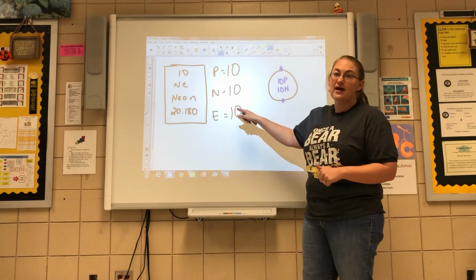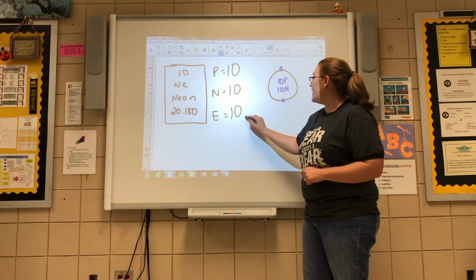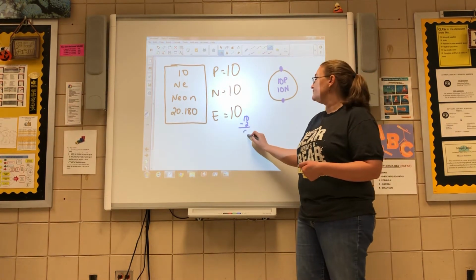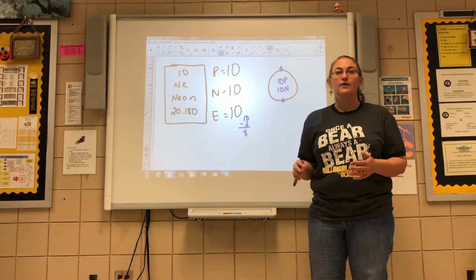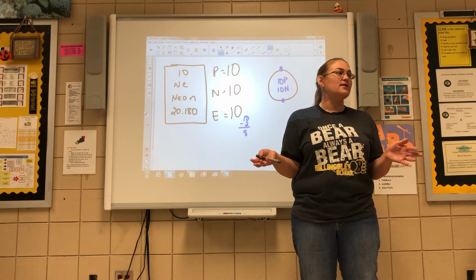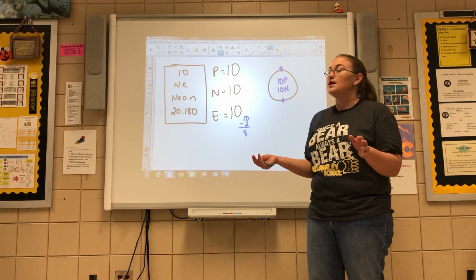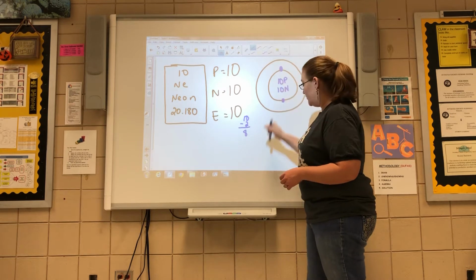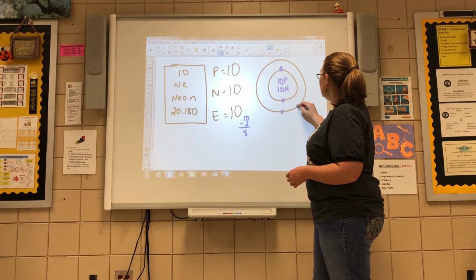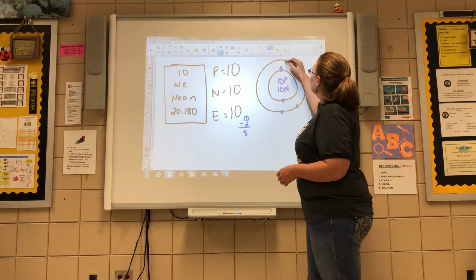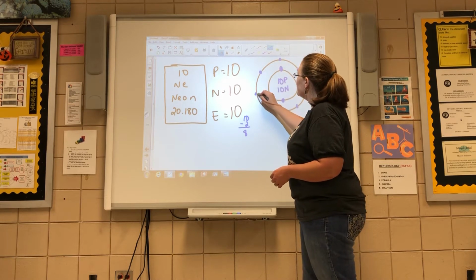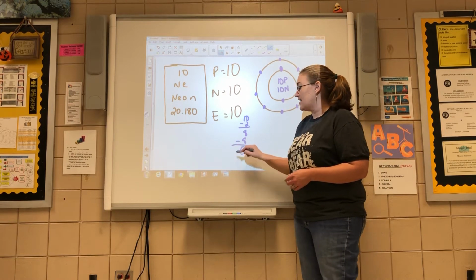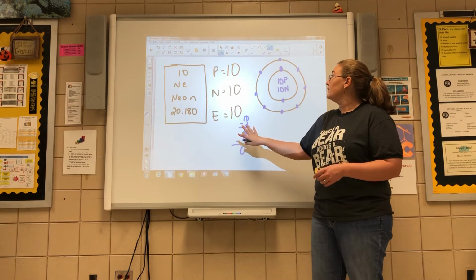But how many electrons do I have total? 10. I've used 2. How many do I have left? 8. Where do they need to go? On the second level. How many electrons can the second level hold? 8. So I'm going to draw a second layer and put 8 electrons: 1, 2, 3, 4, 5, 6, 7, 8. Now I've used up all the electrons I have, and I'm at 0.